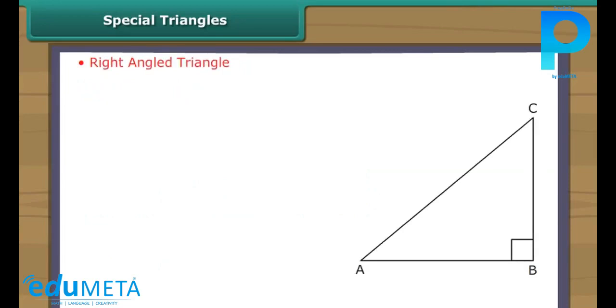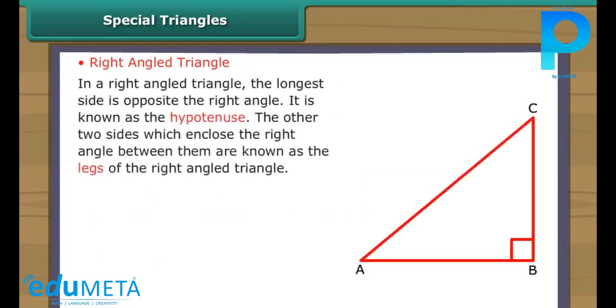Right-angled triangle. In a right-angled triangle, the longest side is opposite the right angle. It is known as the hypotenuse. The two sides which enclose the right angle between them are known as the legs of the right-angled triangle.